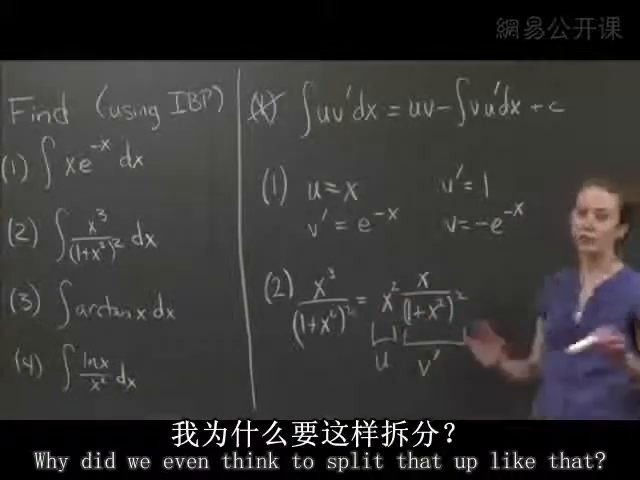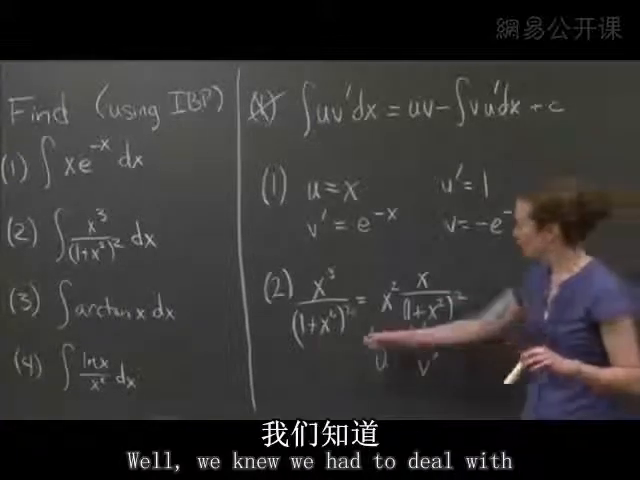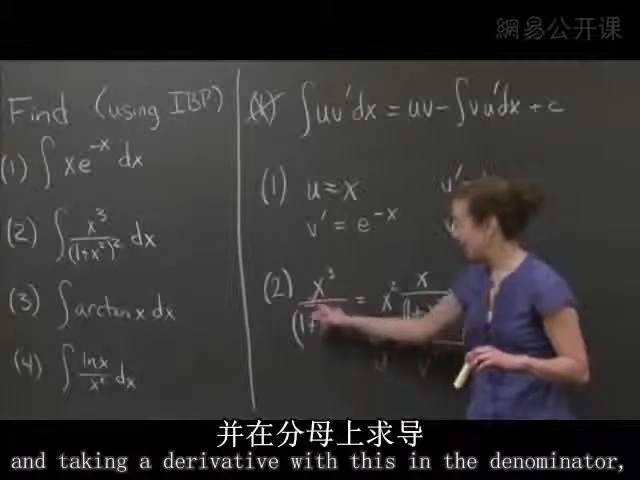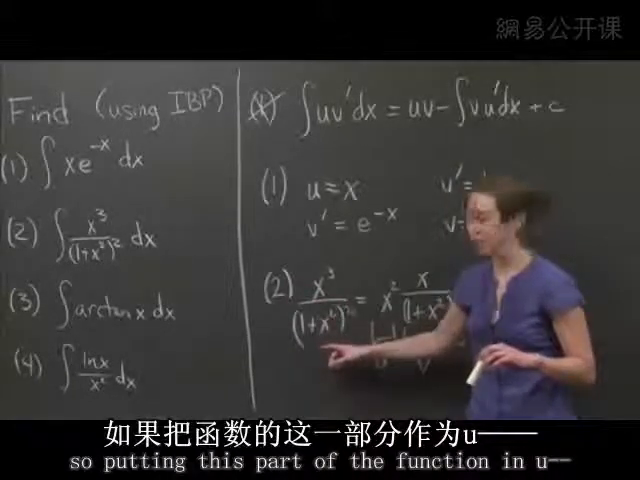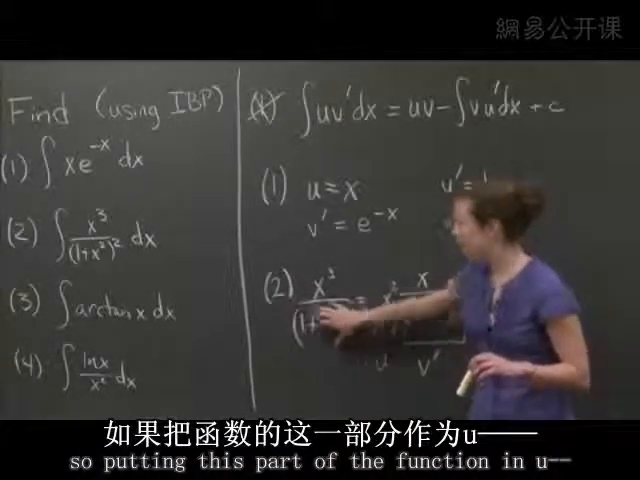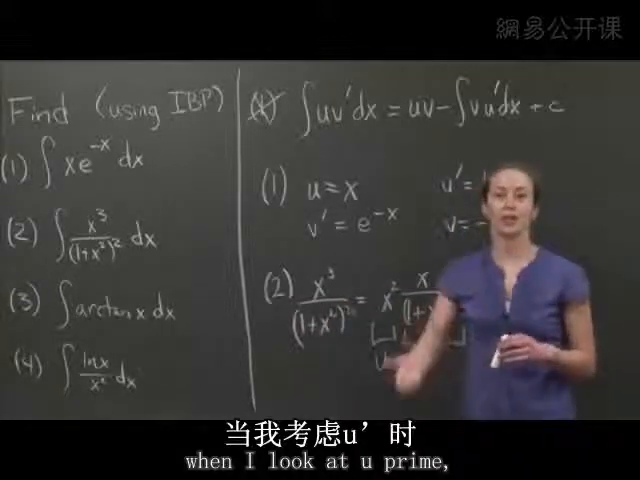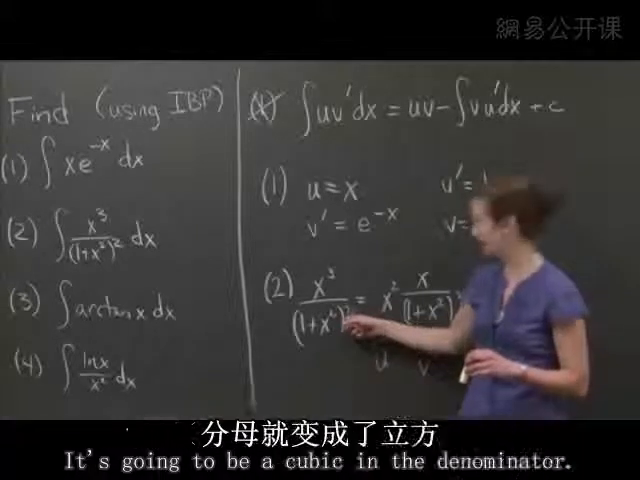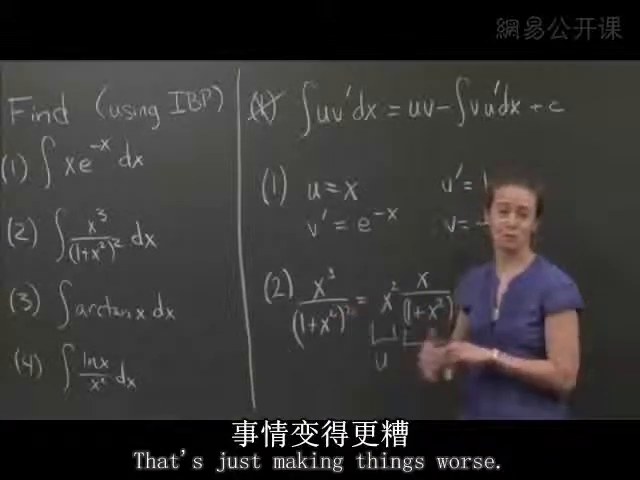But this is the strategy we want here. Why did we even think to split that up like that? Well, we knew we had to deal with the denominator in some fashion. And taking a derivative with this in the denominator, so putting this part of the function in u, when I look at u prime, it's going to be even worse. It's going to be a higher power here. It's going to be a cubic in the denominator. That's just making things worse.